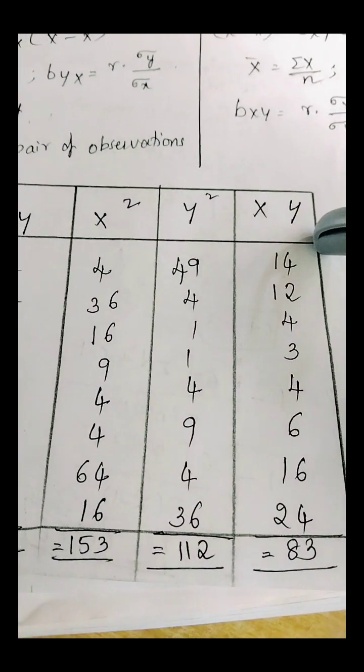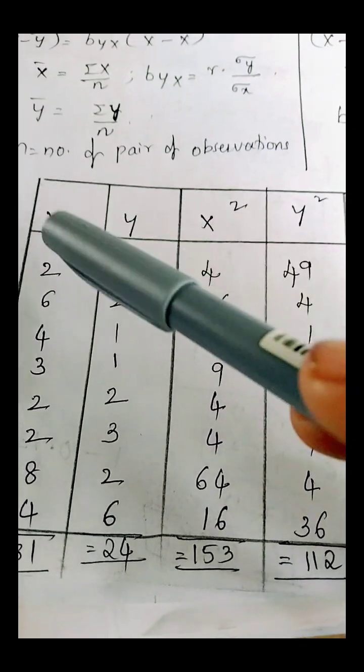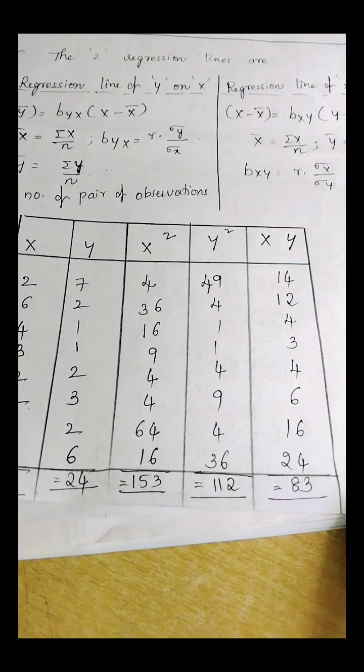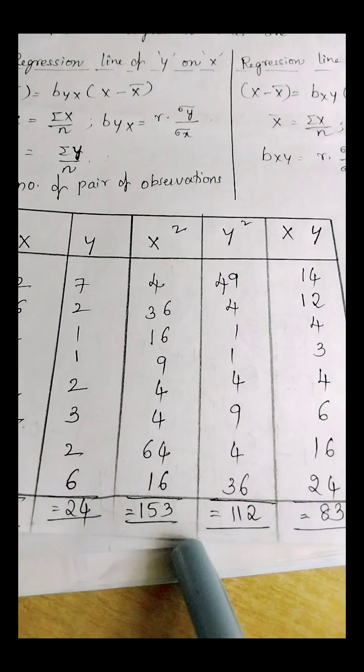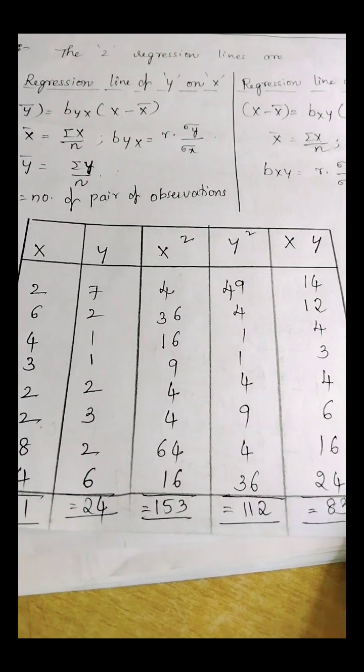Now we are finding out xy, where we multiply the data of x and y. So 2 7s are 14, 6 2s are 12. Like that you are going to find out up to the last one, that is 6 4s are 24. For all these values, we are going to find the sum. That means summation. This is summation x, this is summation y, this is summation x square, this is summation y square, and this is summation xy.